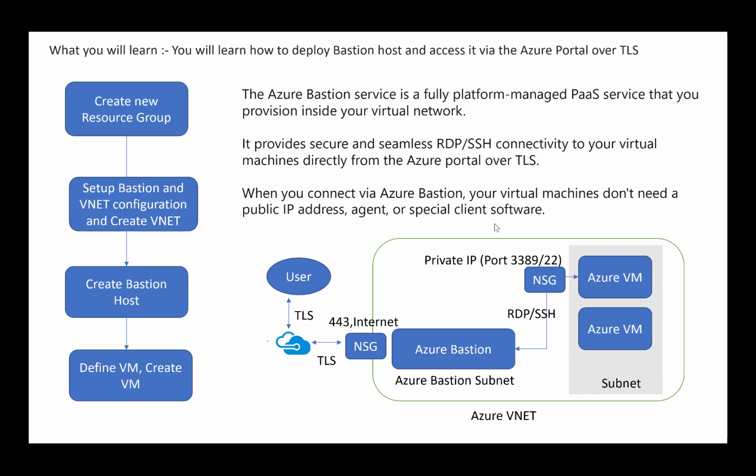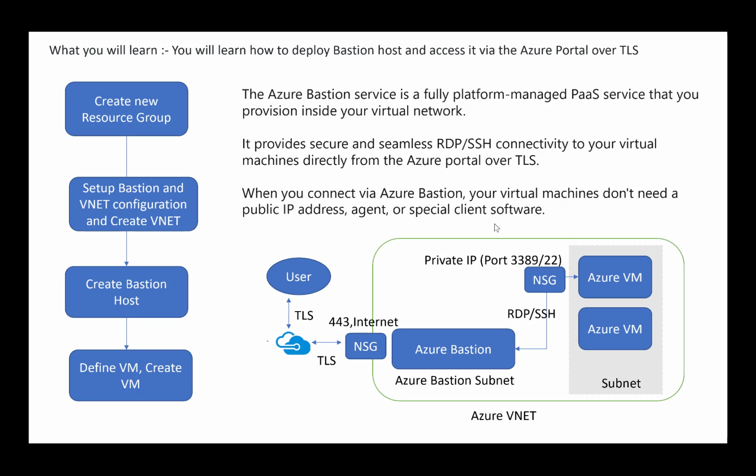One key advantage of this service is you don't need a public IP on your virtual machine. It doesn't need a public IP address. It will still have a private IP, and there's no special software and things like that. But the Azure Bastion service will have a public IP, and that's the only way you can connect through.